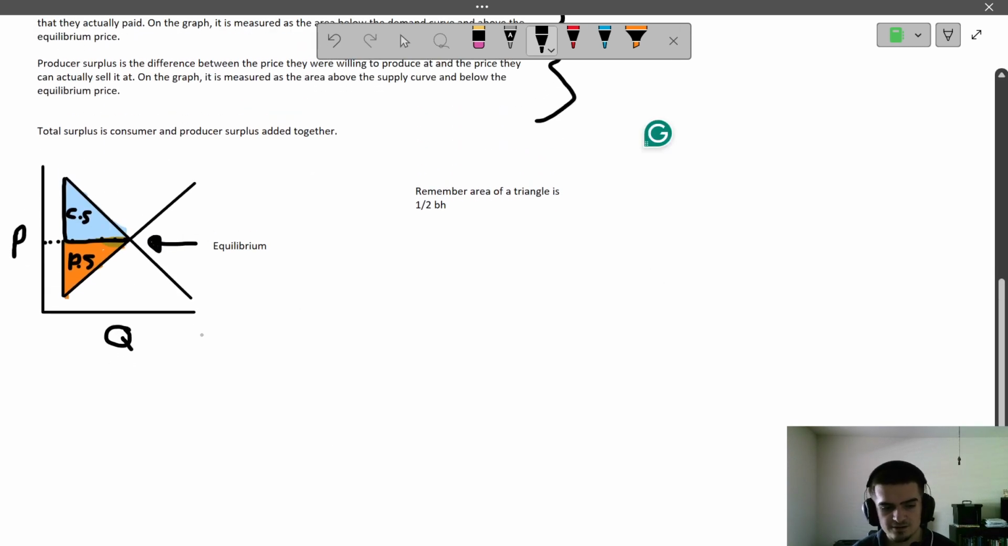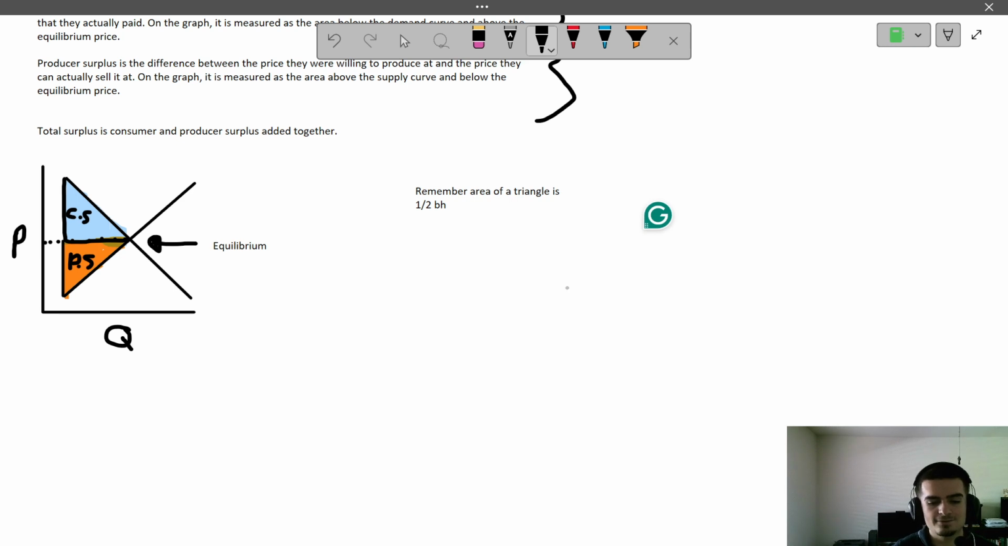And you can figure out consumer and producer surplus with the area of a triangle on your graph, because you would just take this number, subtract it by this number, multiply it by your quantity. This number is subtracted by that number, multiplied by your quantity, divided by 2. That's your consumer surplus, 1/2 base times height.